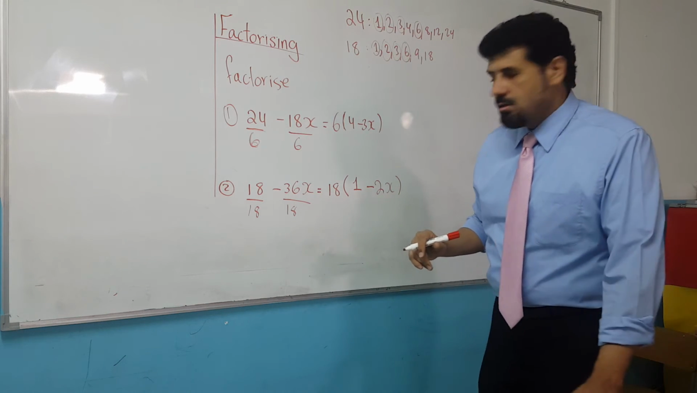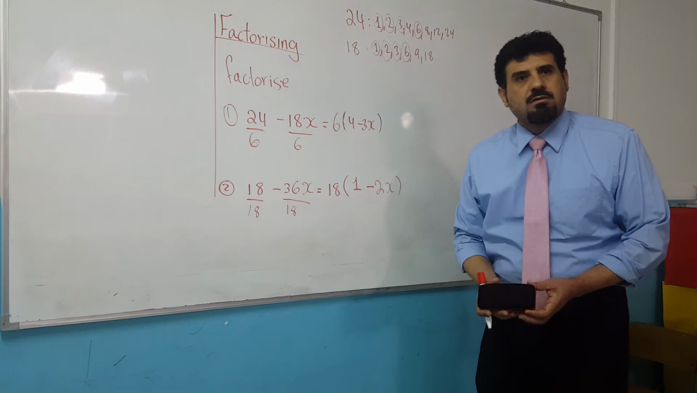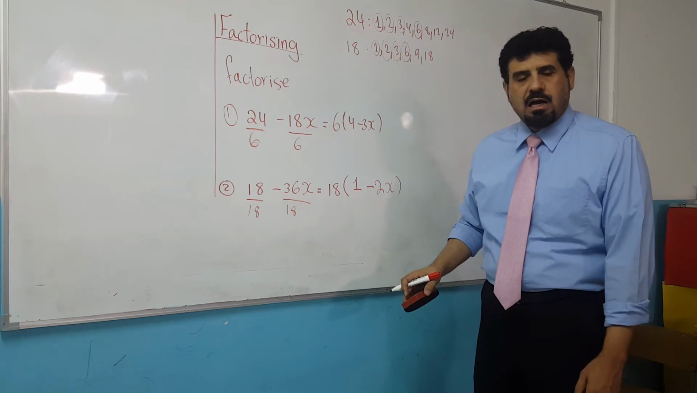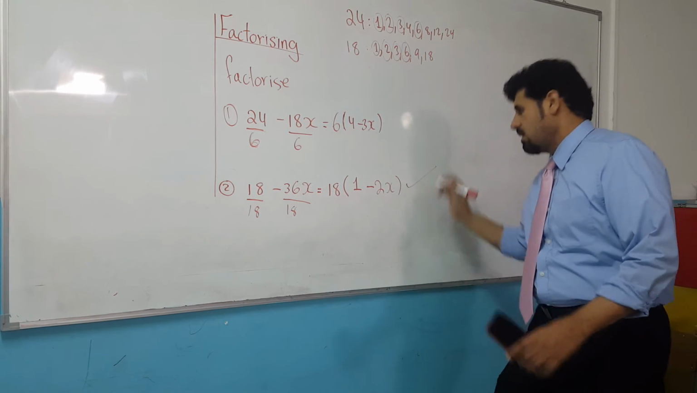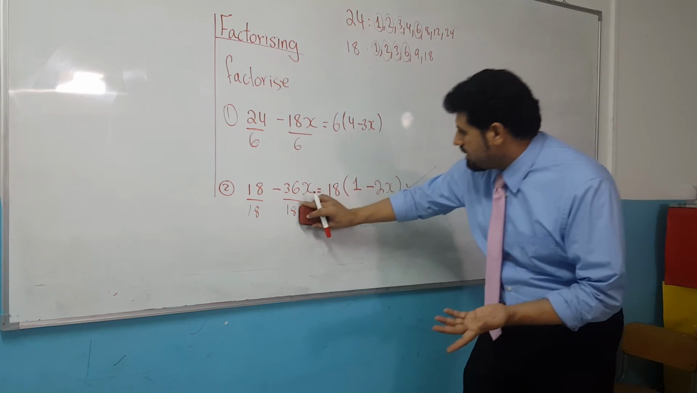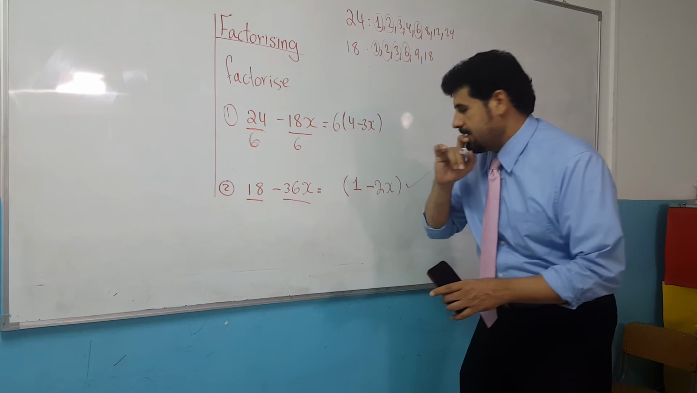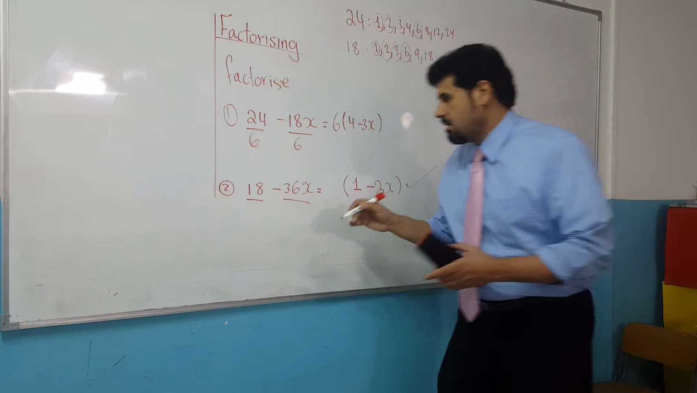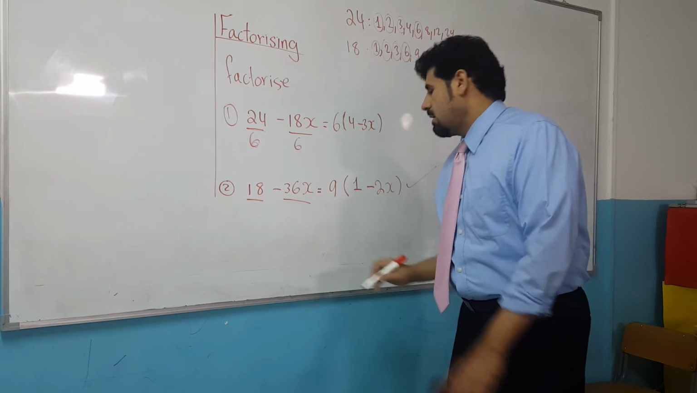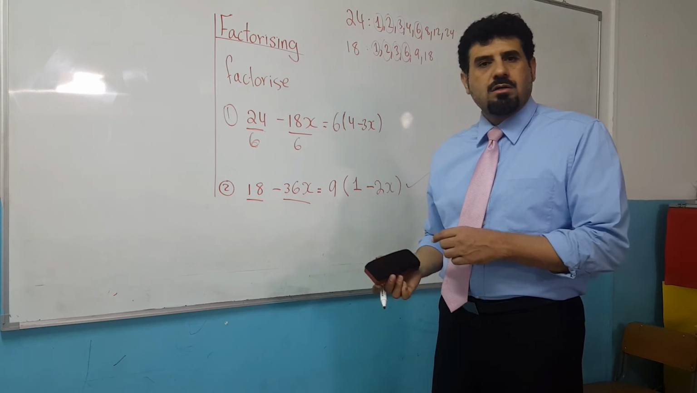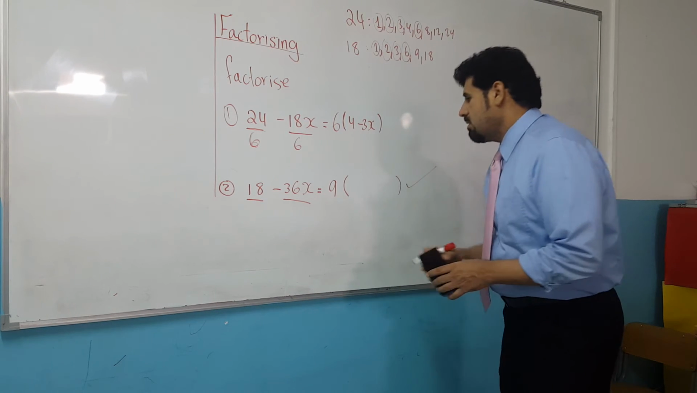Now, assume that you didn't know that it was 18. Assume you thought it's 9, for example. How will you know? Now this is the final answer. But let's assume that you didn't think about the 18, and then you decided that, okay, 18, 36, it's a 9. Then you put a 9. How would you know that your answer is wrong?